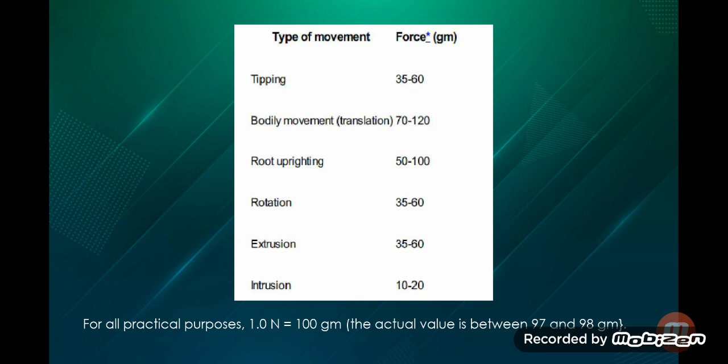In these figures, we can see the amounts of force required for each type of tooth movement. For tipping, we need 35 to 60 grams. In bodily movement, we need 70 to 120. Root uprighting, from 50 to 100. Rotation, from 35 to 60. Extrusion, between 35 to 60. In intrusion, we need 10 to 20 grams.